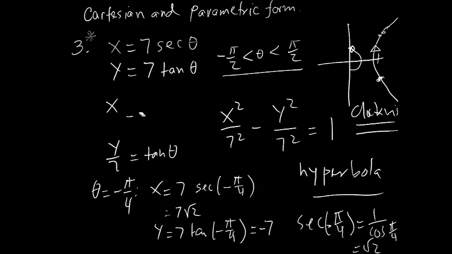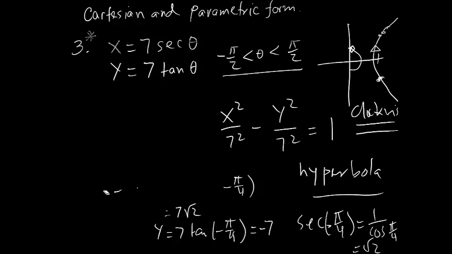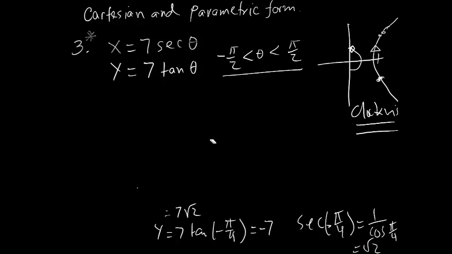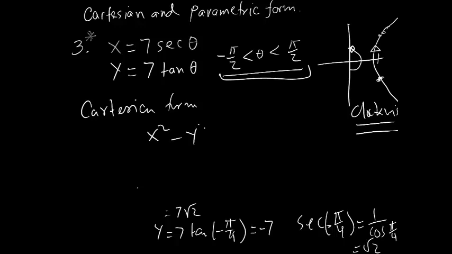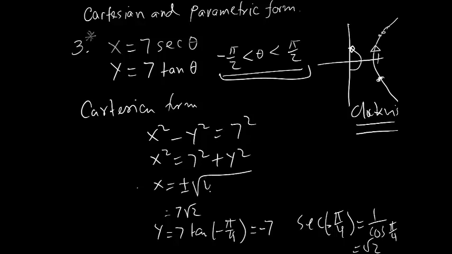Now, people may also ask you what the Cartesian form is. We have found the Cartesian form when this domain is given: x squared minus y squared equals 7 squared. So you can say x squared equals 7 squared plus y squared, and then x will be plus or minus the square root of 49 plus y squared.